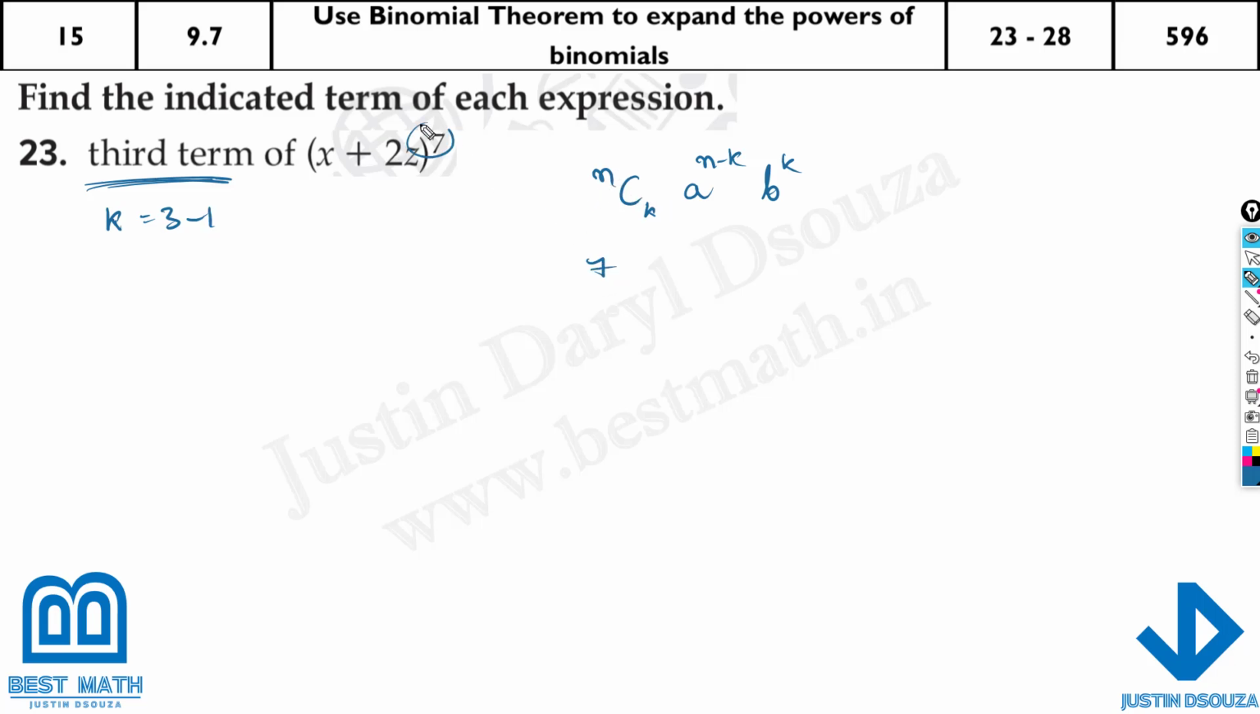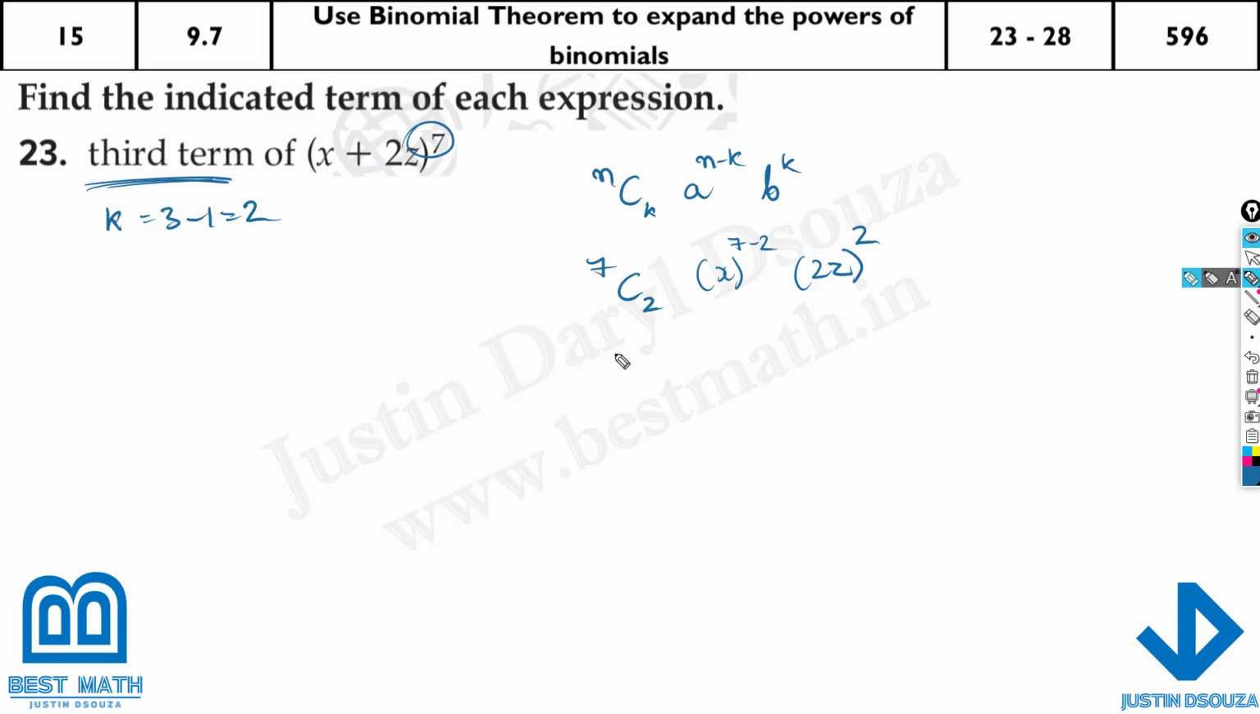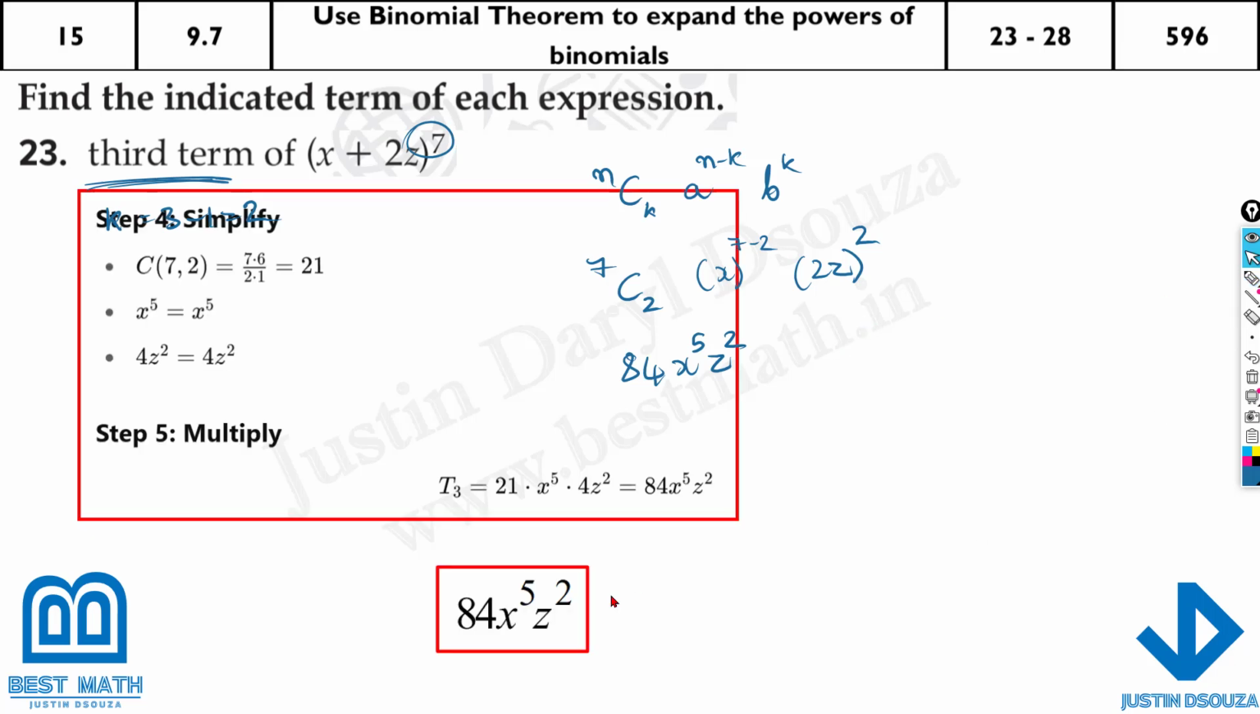n is 7, it does not change. k is 2 because 3 minus 1 is 2. And here we have the first term x, n minus k is 7 minus 2, and we have b, that is 2z to the power 2. Now let's substitute the values in the calculator. In fact, it's going to be the same thing. You see over here 7C2 and then 2 to the power 2, that is 84. And what about the powers? It's 84 x to the power 5 and z to the power 2. That's the same answer, and it is the correct answer.